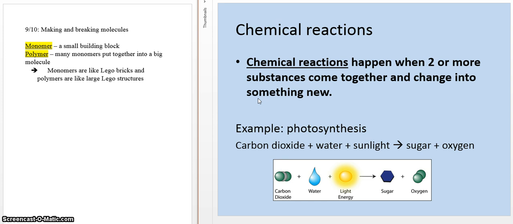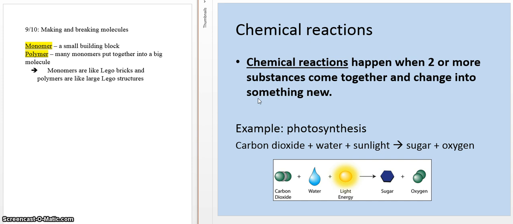When we talk about making monomers and polymers, putting monomers together to make polymers or breaking polymers apart to make monomers, we're talking about chemical reactions. So it's worth stopping here for a second and reminding ourselves of what a chemical reaction is. A chemical reaction happens when you have two or more substances coming together and changing into something new. These substances, and it's kind of a vague word, can be atoms, molecules, pretty much anything, as long as they come together and make something completely different.